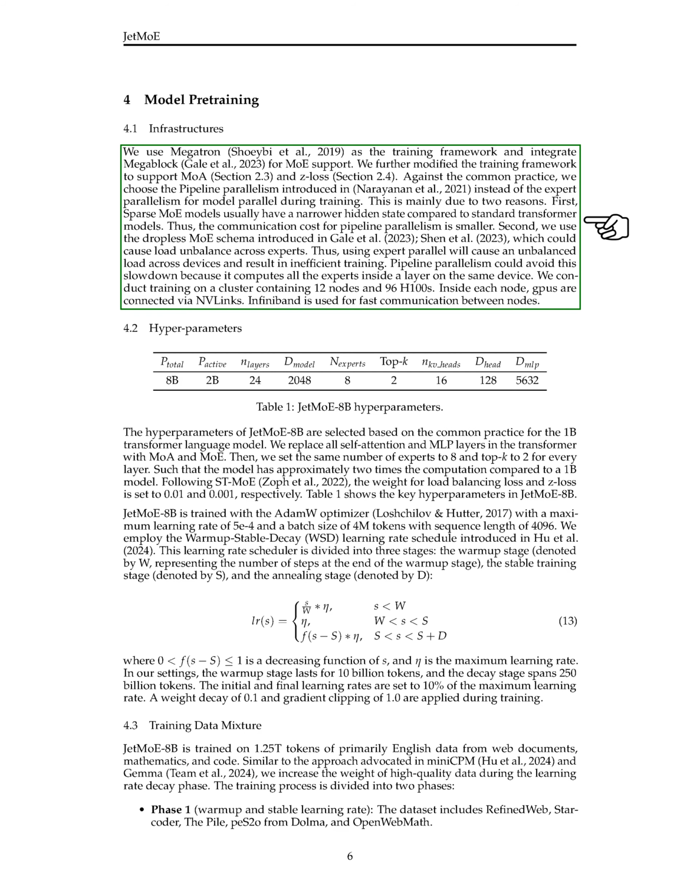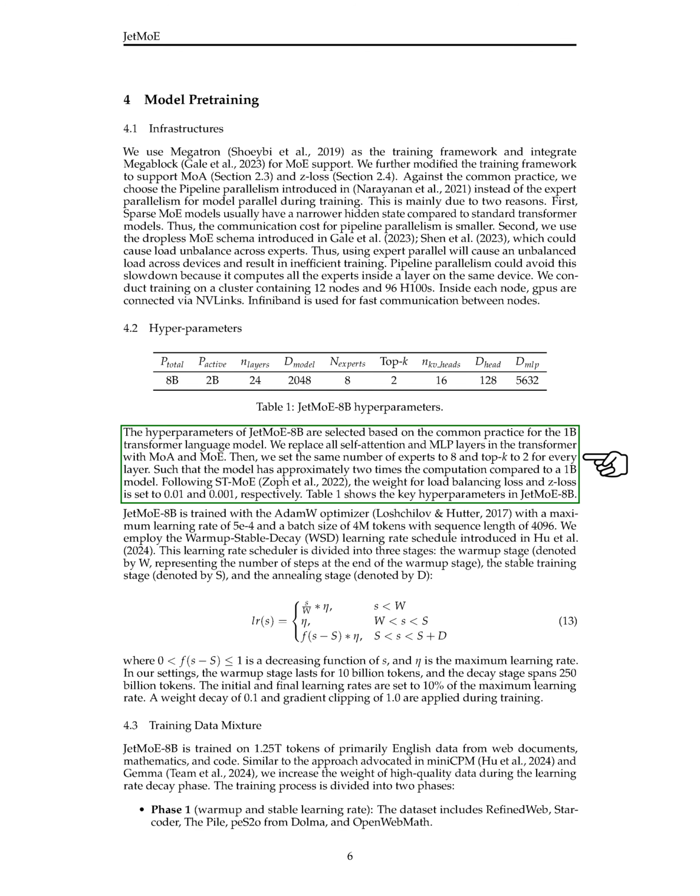For infrastructures, we utilize Megatron as the training framework and integrate Megablocks for support in Mixture of Experts, MoE. We have made modifications to the training framework to accommodate mixture of attention, MoA, and Z-loss. Unlike the common practice, we opt for pipeline parallelism over expert parallelism during training due to its efficiency in sparse MoE models.